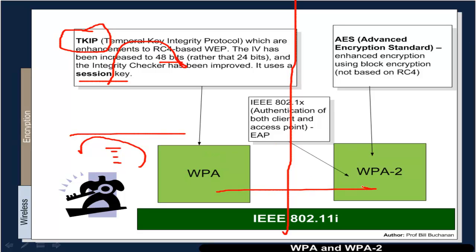But our future is towards a new standard, WPA2. This will use a block encryption standard rather than stream encryption, and will obviously require a bit more computing power. So this uses the AES standard and isn't based on RC4. It also integrates the 802.1x standard for authentication of clients and access points using EAP methods.